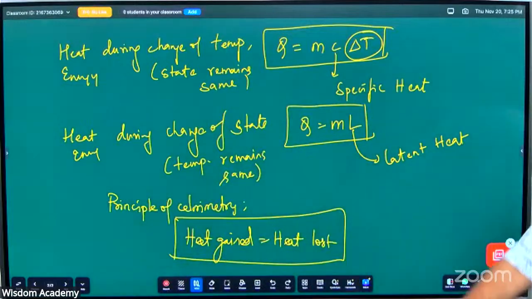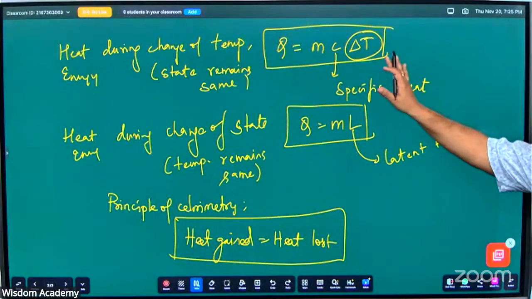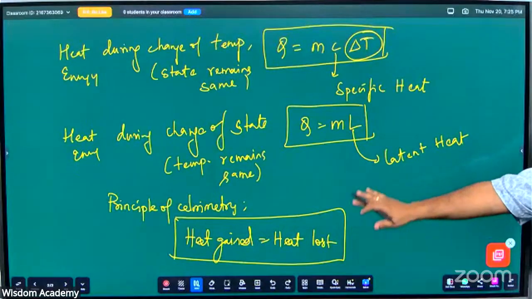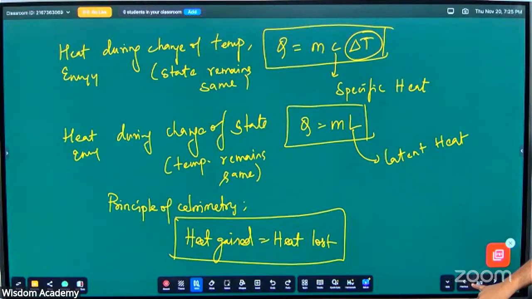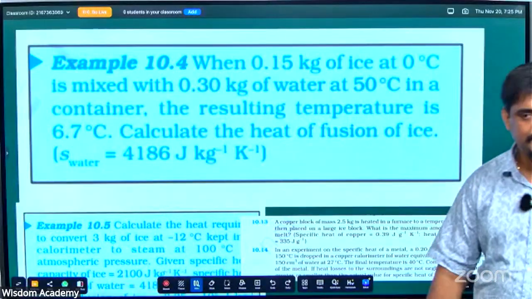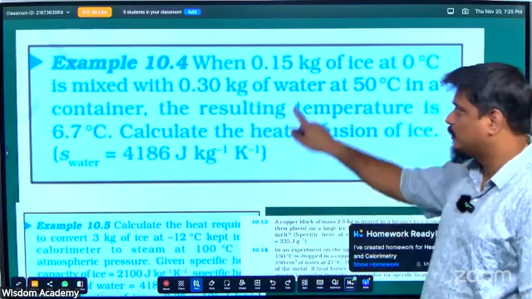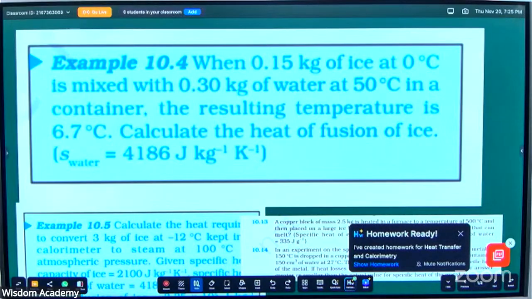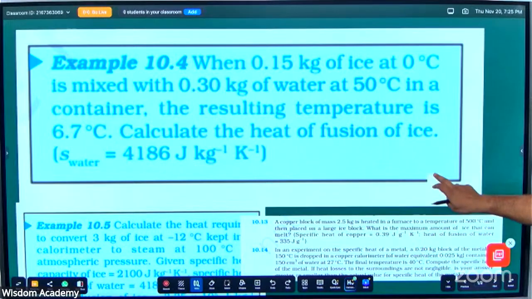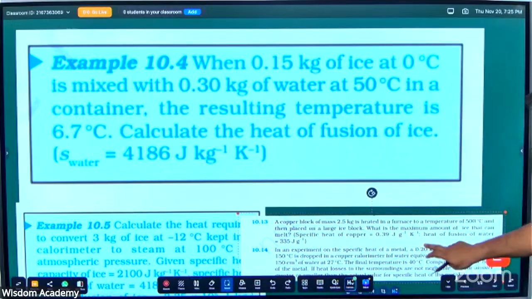So now, with this concept, that is mc delta T, mL, and heat gained equals heat lost, let us go back to the previous question and try to solve it. So this was the question: when 0.15 kg of ice at 0 degrees is mixed with 0.3 kg of water at 50 degrees in a container, the resulting temperature is 6.7 degrees Celsius. Calculate the heat of fusion of ice. So I'll do one thing. These two things I'll move somewhere, and we'll solve this question.